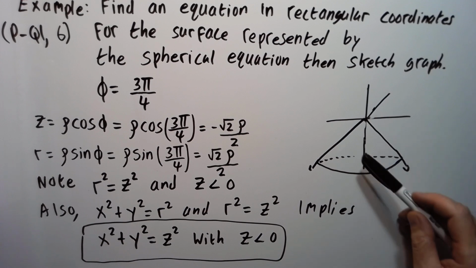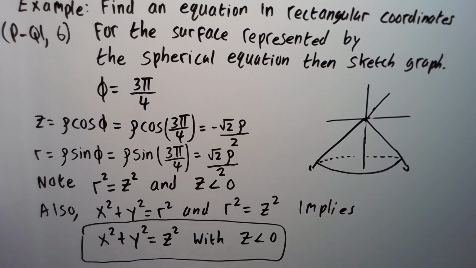Okay, so we have our graph and we have our equation in rectangular coordinates. So we're done. Okay, I'm going to leave the video here. So let's leave it here for now. So we're done with 11.7.